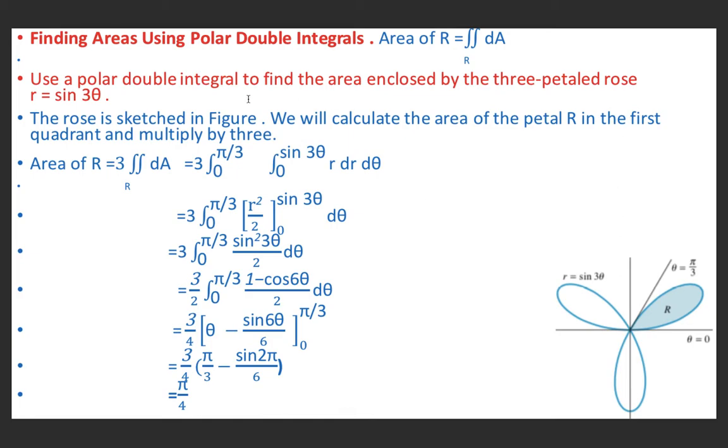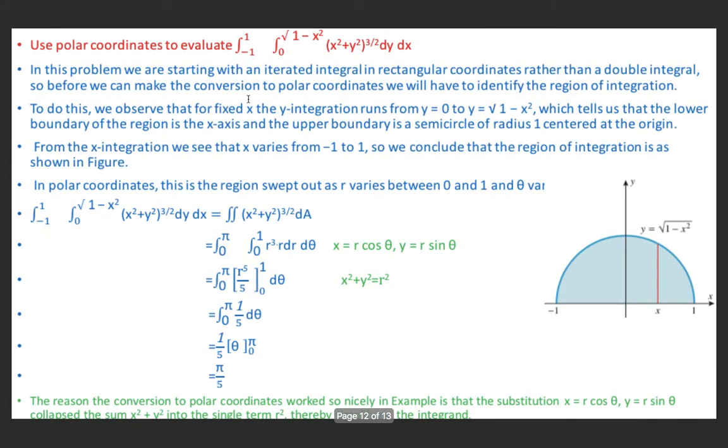Now we will find the integration of x square plus y square raised to power 3 by 2, which is given in rectangular coordinates between the limits 0 and under root 1 minus x square. These are the limits of y. Between minus 1 and 1, these are the limits of x. Now we will use polar coordinates to evaluate this integration.